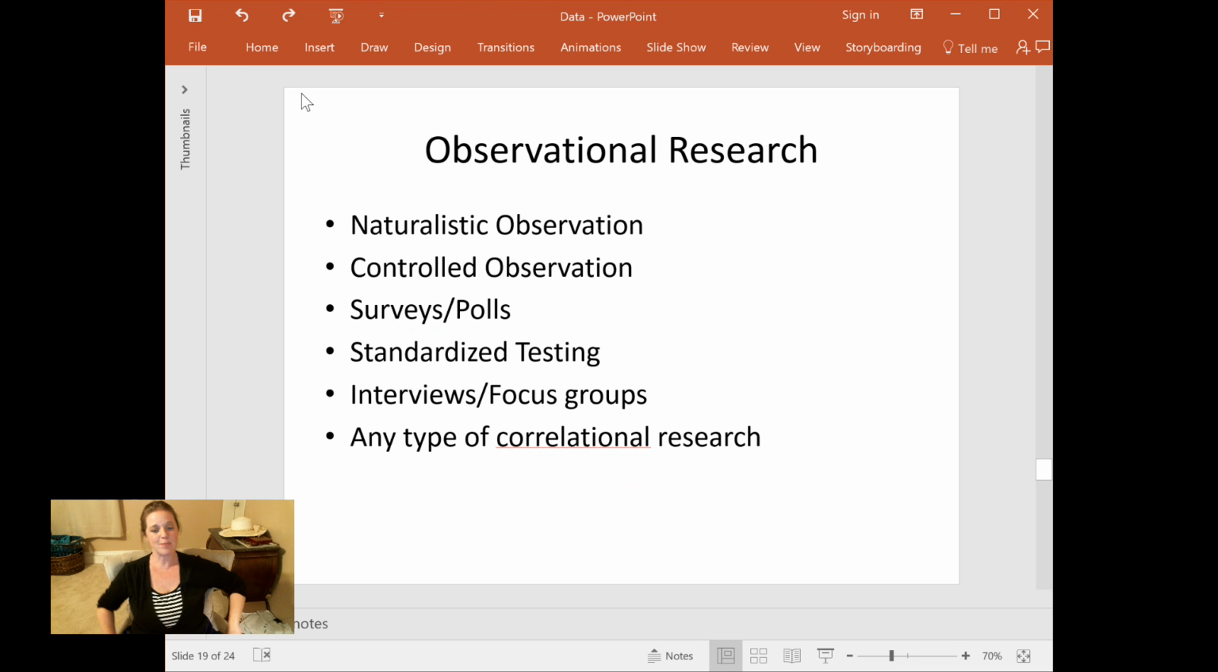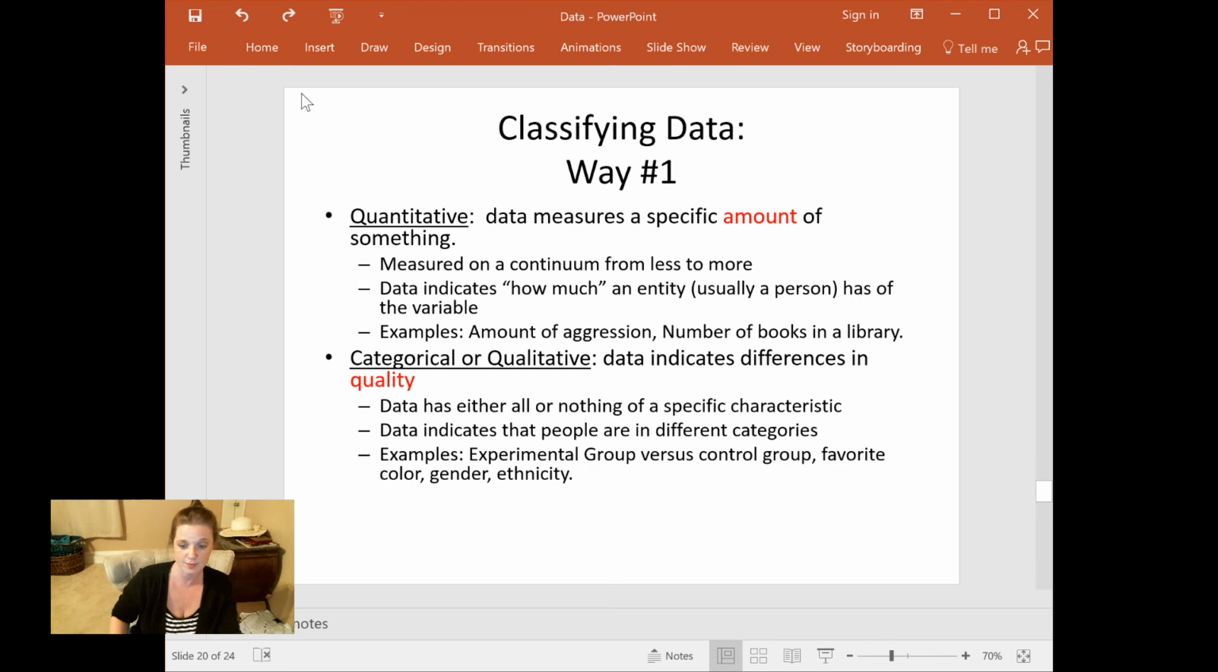And here are some examples of observational research methodologies. They're just words, just phrases for you to know, to file in the back of your brain. There's something called naturalistic observation, controlled observation, any kind of survey you've ever taken, standardized testing like the SAT, observational research. Any type of correlational research, you may have heard that word before, is observational research.